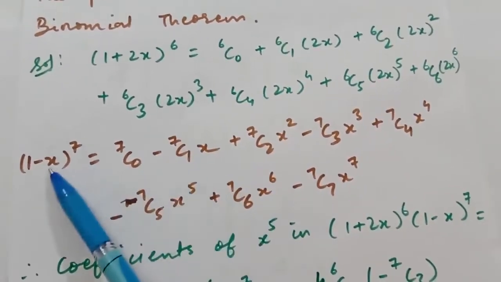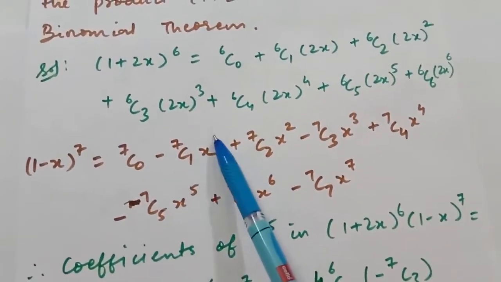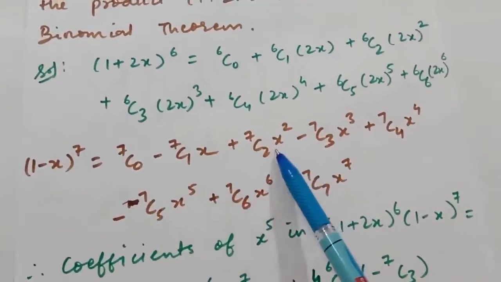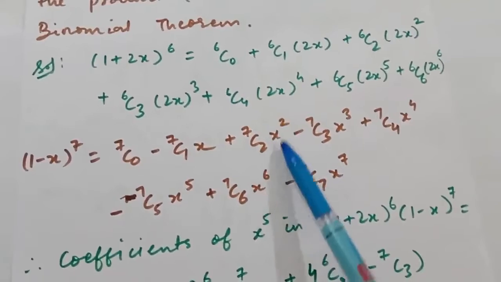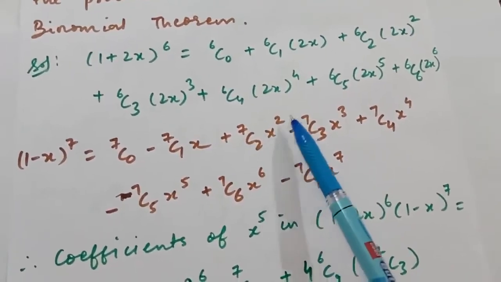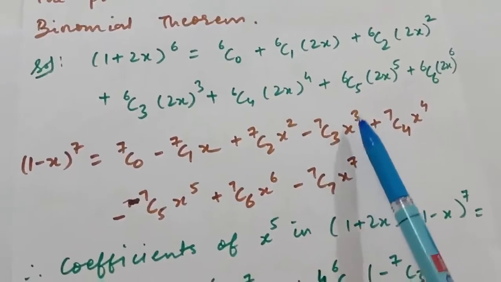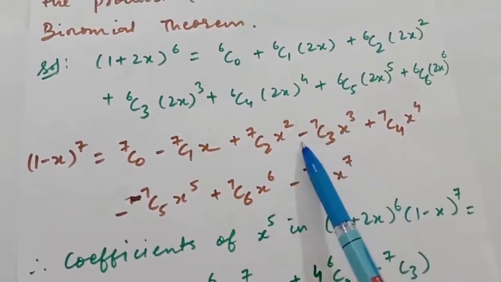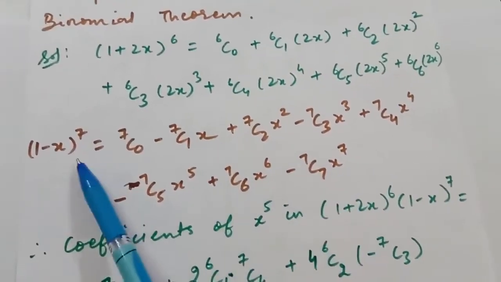Why minus? Because here it will come 7c1 into (minus x) raised to the power 1. So I have taken minus outside. Plus 7c2 (minus x) whole square. So (minus x) whole square is x square only. Similarly, minus 7c3 x cube, because here it will be (minus x) cube. So you can take minus outside, right? So we will get the expansion of this also.